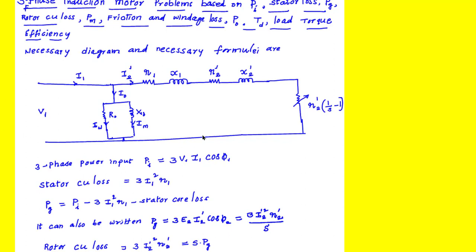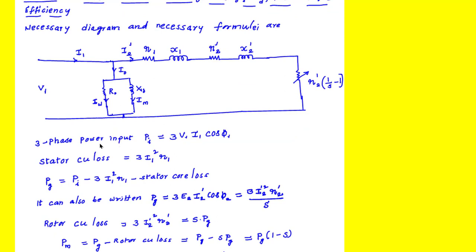Next, having known this circuit, we can calculate everything. So the three-phase power input to the stator is nothing but 3 into V1 I1 cos phi 1. This cos phi 1 is the input power factor of the equivalent circuit.